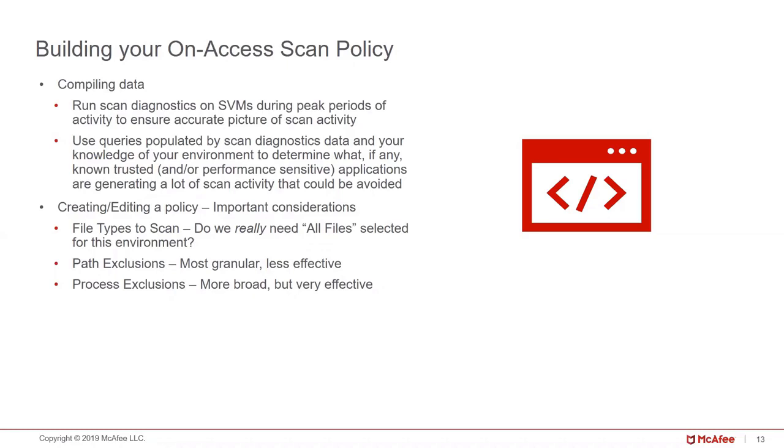specifying the path. But if you have an application that you know does not perform any malicious activity and it does incur a lot of file IO activity, that's something that you could consider adding as a process exclusion to better exclude that process's activity.